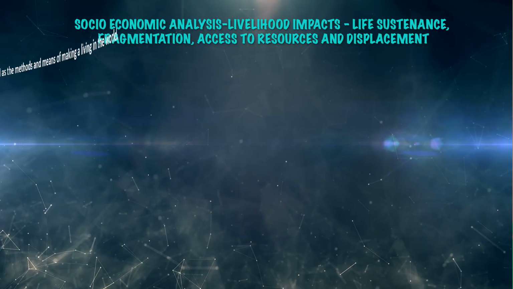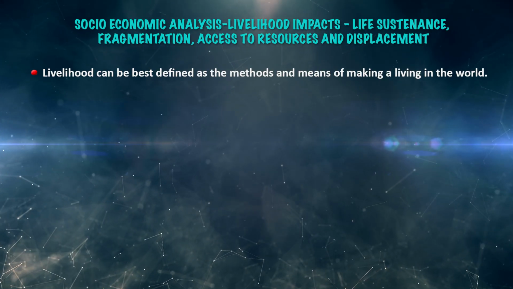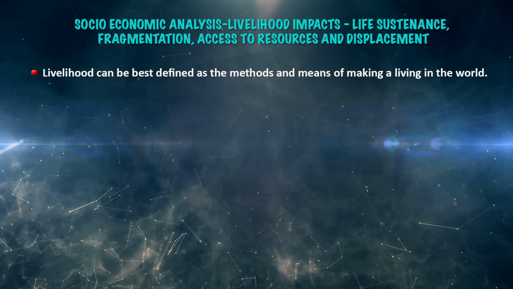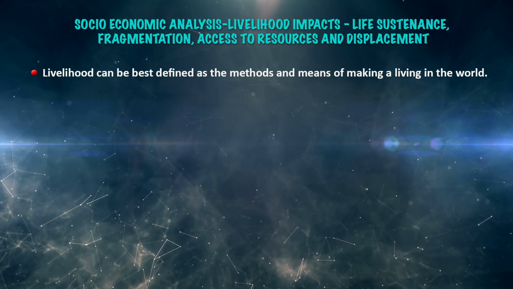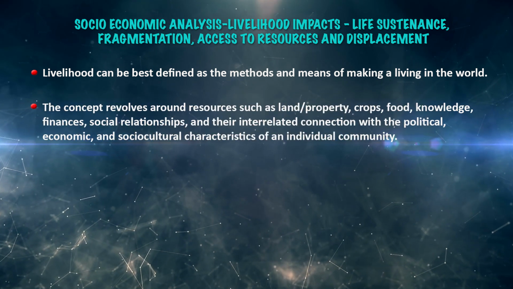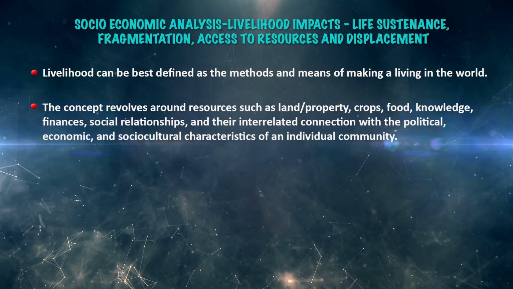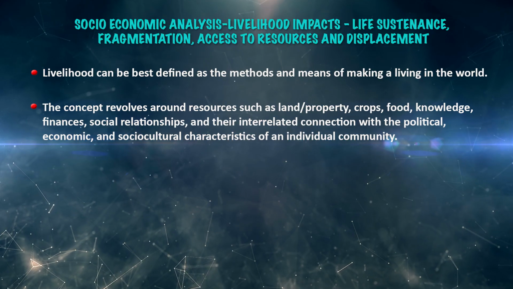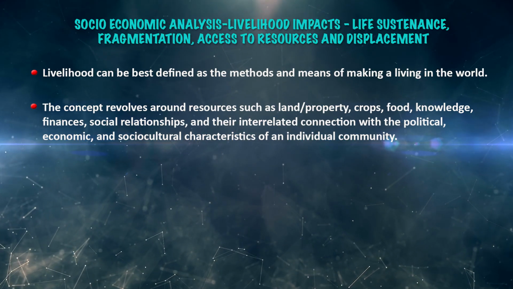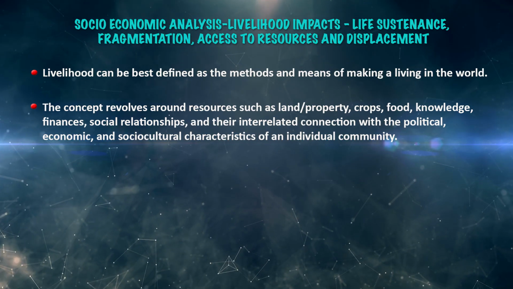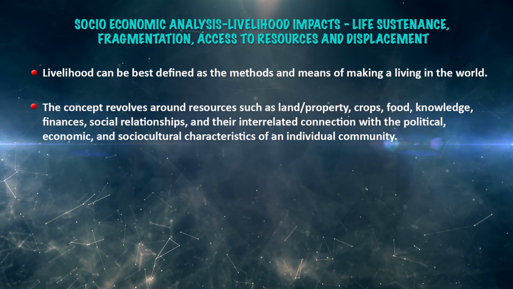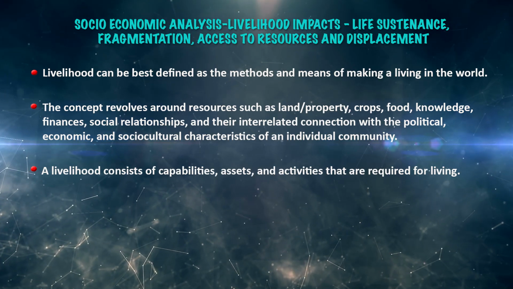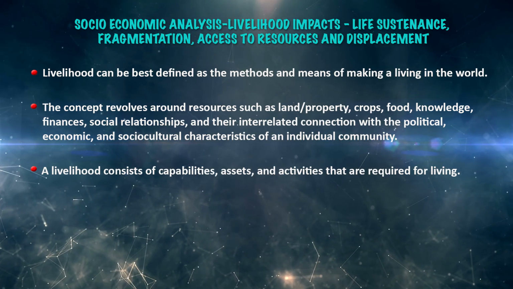Now we will be looking into today's topic of discussion, which comes under types of impact and assessment protocol. Here we have to discuss livelihood, which can be best defined as the methods and means of making a living in the world. The concept revolves around resources like land, property, crops, food, knowledge, finances, social relationships and also their interrelated connection with the political, economic and socio-cultural characteristics of an individual community. So a livelihood consists of capabilities, assets and activities which are required for living.